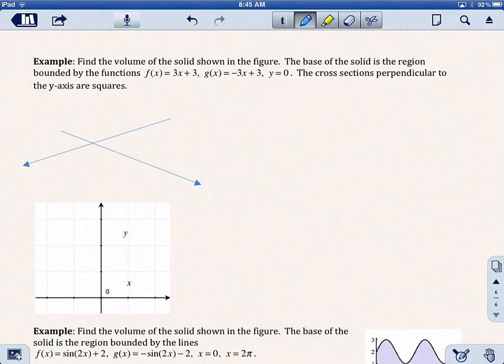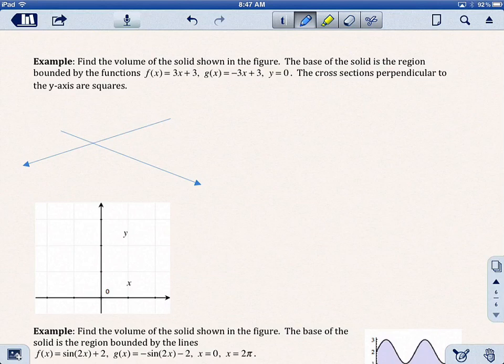The base of the solid is the region bounded by the functions f of x equals 3x plus 3, and g of x equals negative 3x plus 3, and y equals 0. And the cross sections are perpendicular to the y-axis, and they are squares. All right, so let's graph the top view of this before we try the three-dimensional.